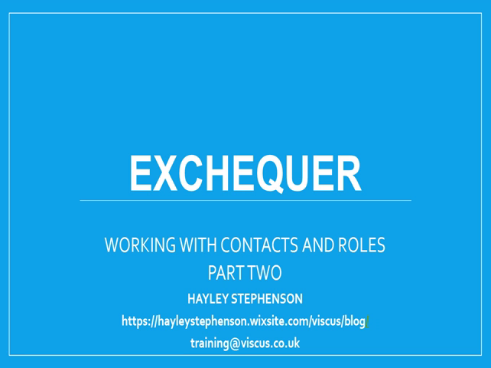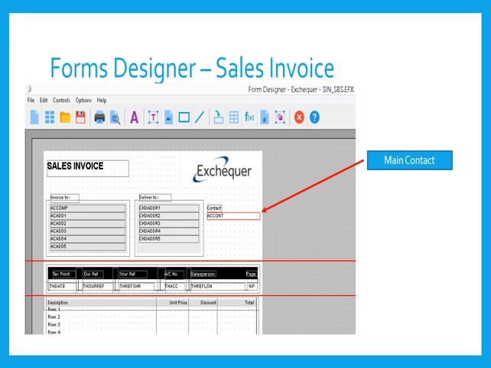Hello, in this video we are going to take the principles of working with contacts and roles a step further. In the last video we discovered that the email address from both the role contacts and main contact can be used for electronic distribution of documents. But what if we want to add the contact name, telephone number or email address onto the stationery layout itself?